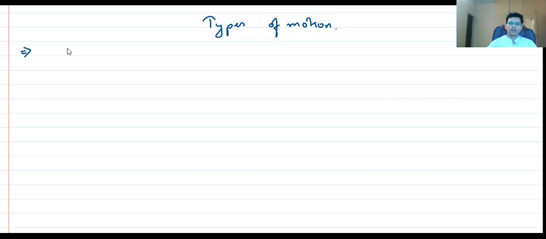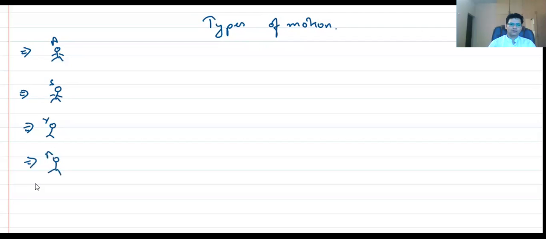Now suppose we have Arav over here. Second we have Shravya. Third we have Yukti. Fourth we have Nandesh. Every one of them is asked to move however they want. So what Arav is doing is just going from point A to point B in a straight line.